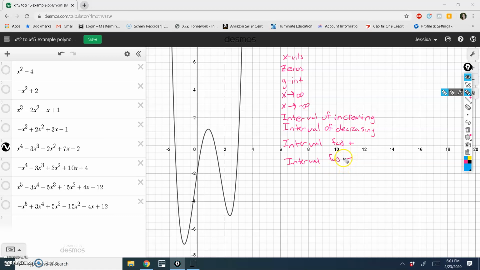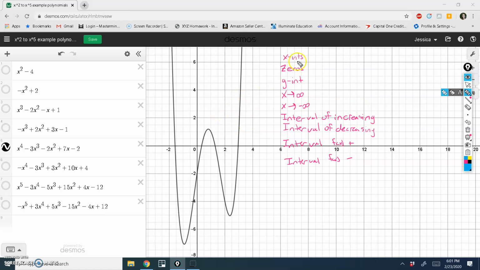So in this video, we're going to examine a couple more examples, but we're going to start off with x to the fourth minus 3x cubed minus 2x squared plus 7x plus 2, which is this graph here. So we're going to run through all of our analysis with this graph. As we can see, this graph is a positive even polynomial, so it makes that upward U shape, that concave up U. So let's find the rest of the information that we need.